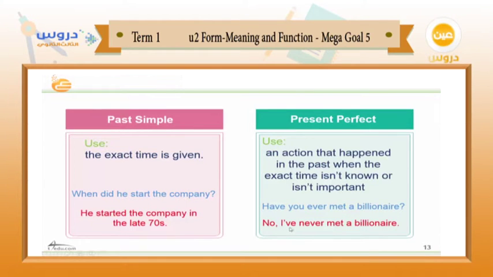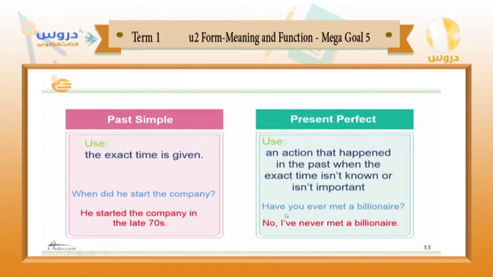But here, have you ever met a billionaire? No, I've never met a billionaire. Here, have you ever met a billionaire? No, I have never met a billionaire. So here, we don't care about the time. It's not important. So we use the present perfect tense. If I want to ask a question about the time, what do I use? Do you think I use when? Absolutely not. We use how long.